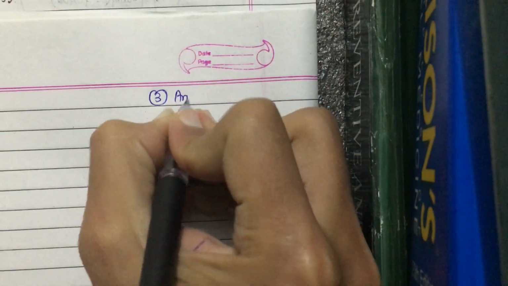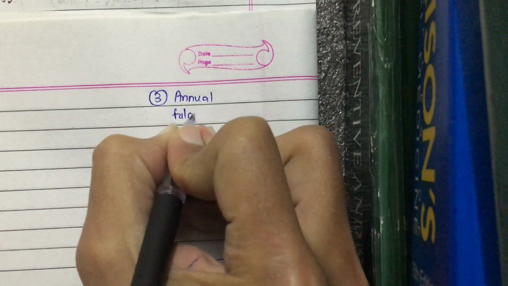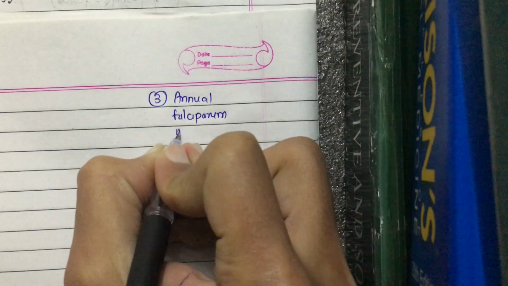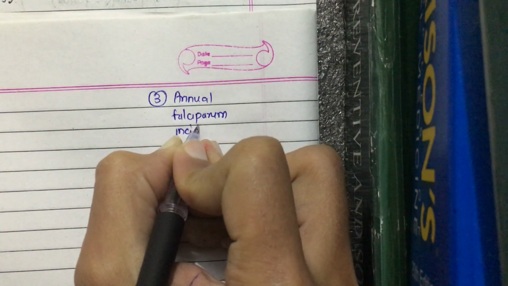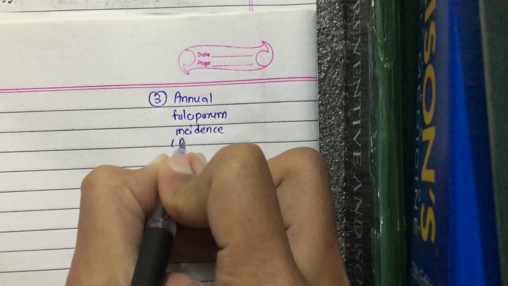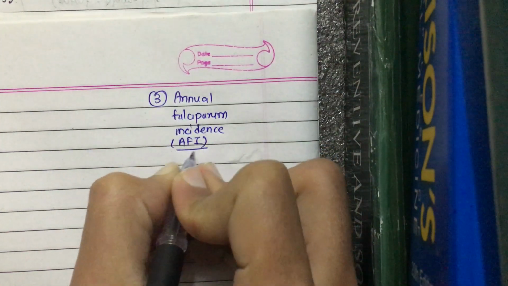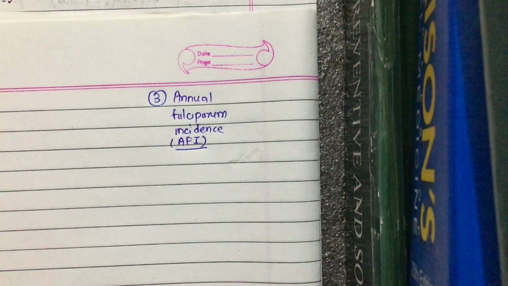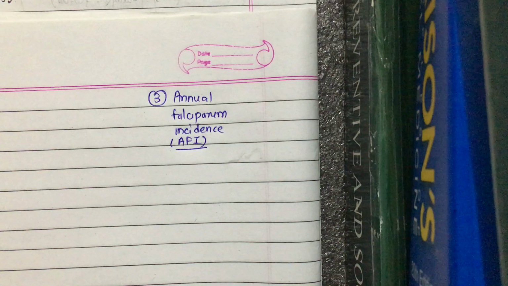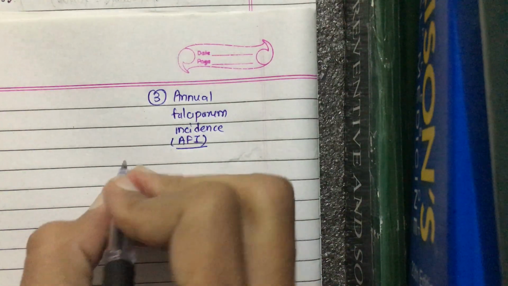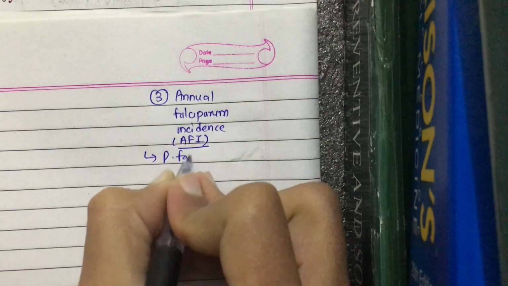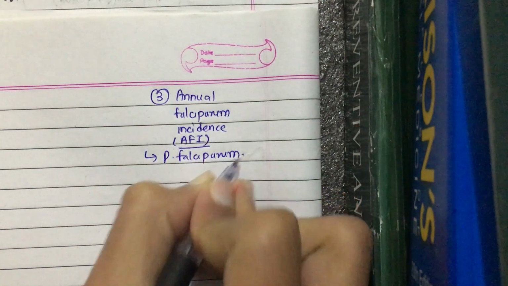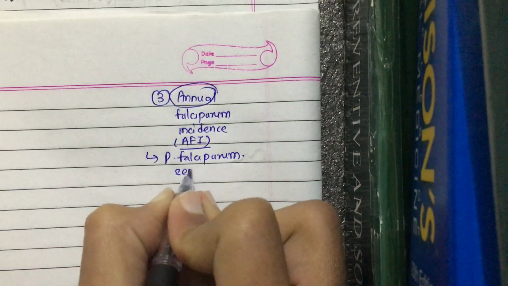Third is the annual falciparum incidence. Since falciparum malaria is increasing, it is sometimes counted separately. So annual falciparum incidence is used for Plasmodium falciparum measurement in a year separately.